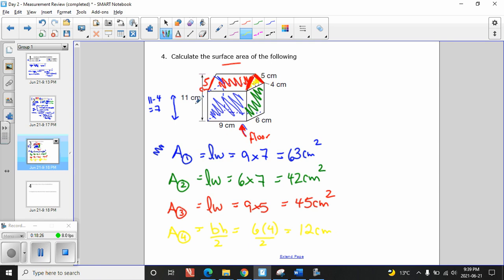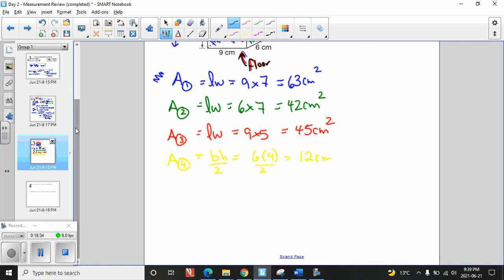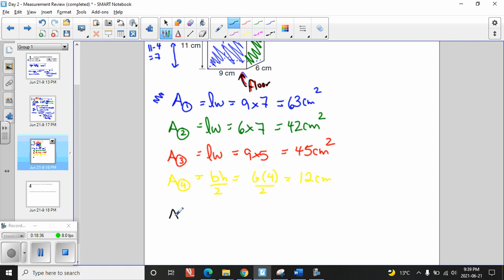And finally, the floor. I'm going to switch to black for that. That'll be shape number 5. It's a rectangle, so length times width, and it's 9 by 6 centimeters. Multiplying those, I get 54 centimeters squared.